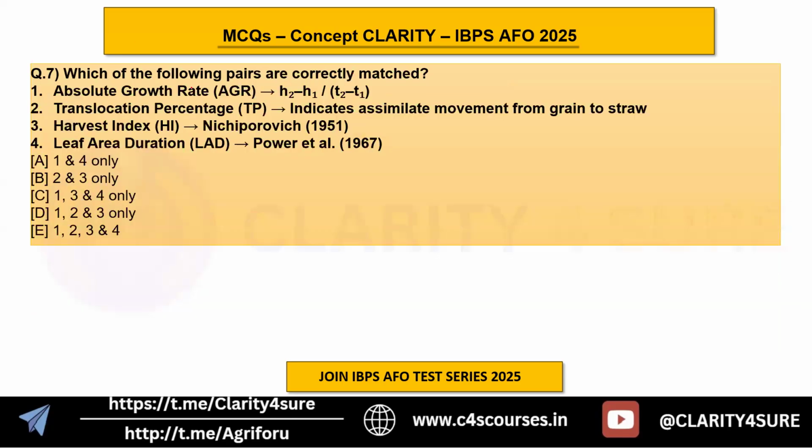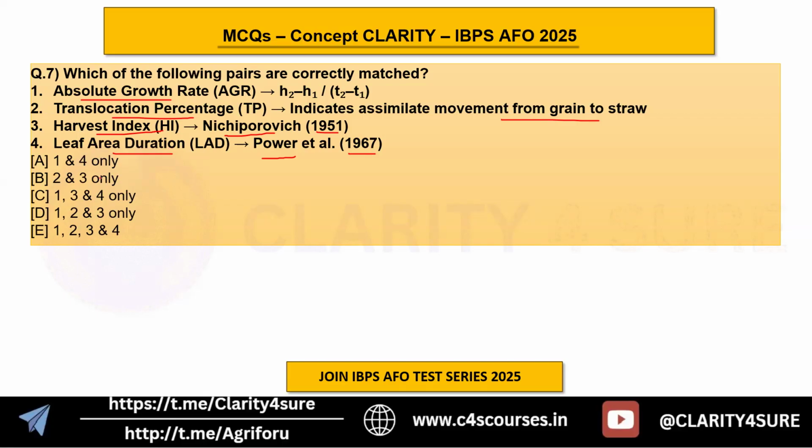Next question. We are moving on to the growth analysis topic of plant physiology. We have to choose the correct pairs with their properties. First is absolute growth rate, whose formula is given as H2 minus H1 upon T2 minus T1. Then translocation percentage indicates the movement from grain to straw. Then harvest index, which was given by Nichiporovich in 1951, and the leaf area duration, which was given by Power and other scientists in the year 1967.